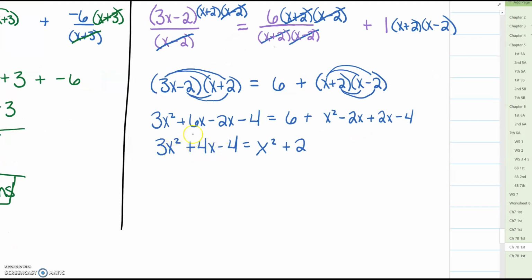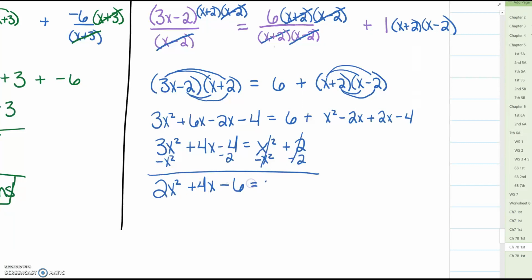Once you have your like terms combined after foiling, just double distributing, all that jazz, you do want to get one side equal to 0, so we'll subtract x squared on both sides. We'll also subtract 2 on both sides. So we have 2x squared plus 4x minus 6 equals 0.